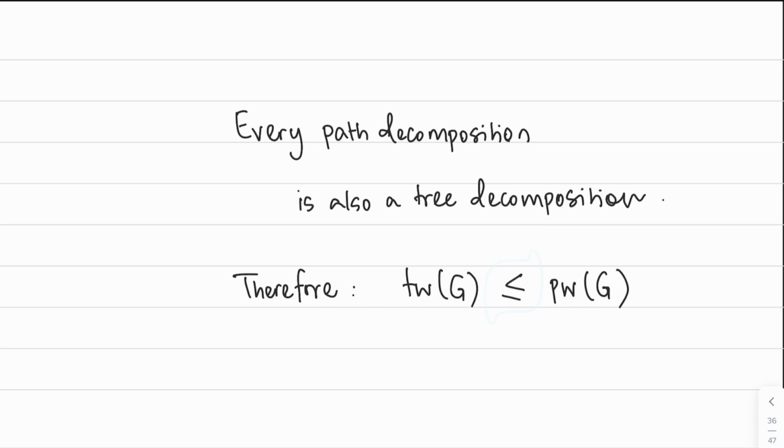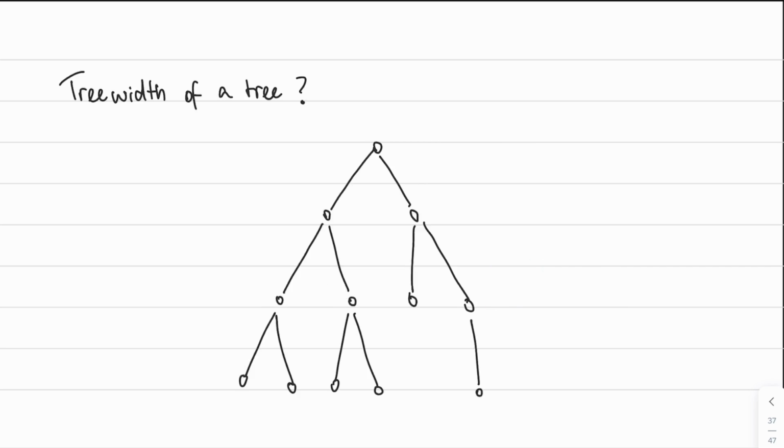Now, let's ask the question, what's the tree width of a tree? I've already mentioned in passing that we want to say things like the tree width of a tree is just 1. So we should challenge ourselves to come up with a tree decomposition for an arbitrary tree where all bags have at most 2 vertices in them.